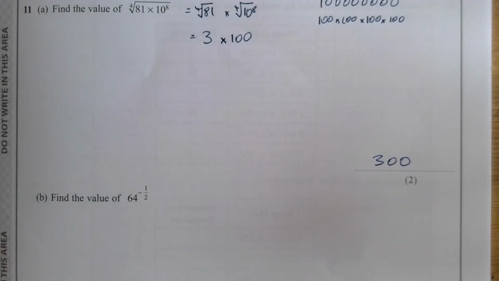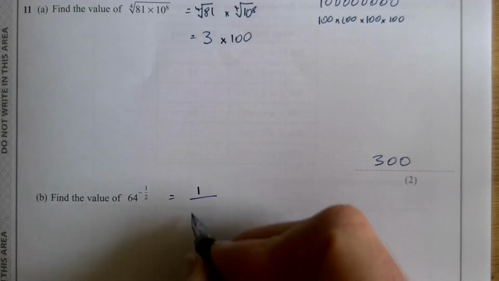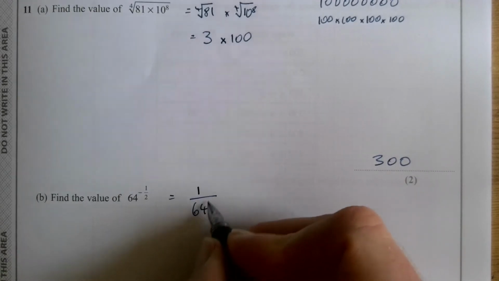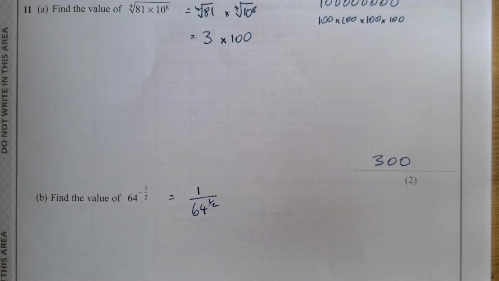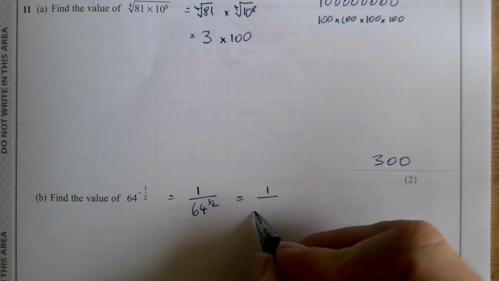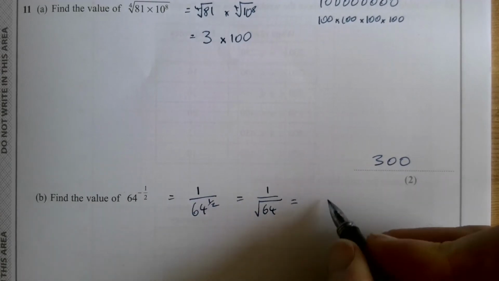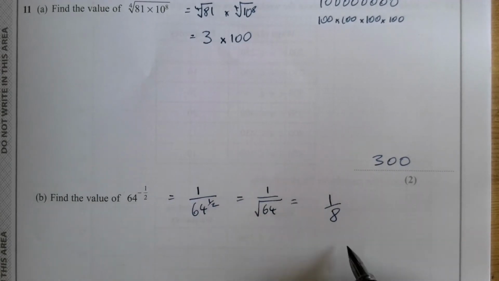Negative powers. First thing to do is say it's going to be 1 over and turn the power positive. Now worry about the fact that it's a fraction. Fractional powers are to do with roots. It's the square root, and that's because when we add powers we get the same thing. So this is the same as saying 1 over the square root of 64, and the square root of 64 is 8, so it's 1/8.